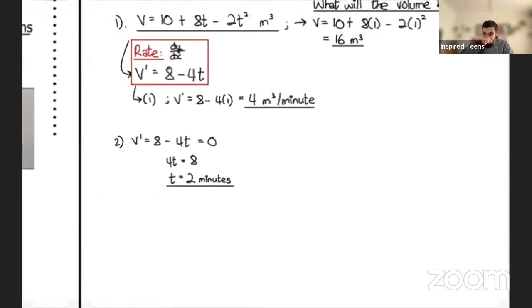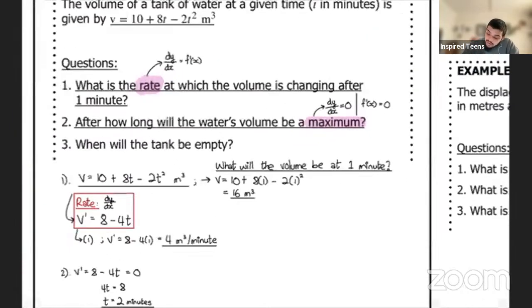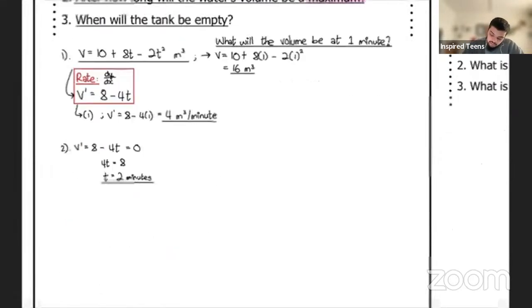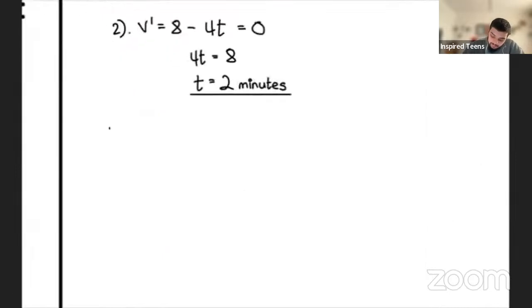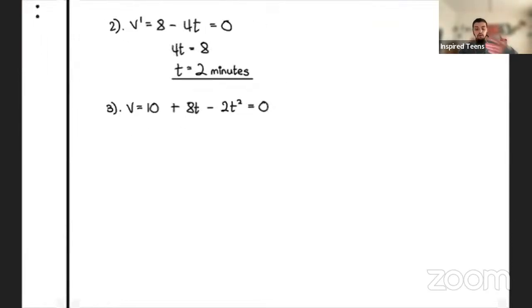Okay, so we derived it and equated it to 0. Why did we do that specifically? Because they said maximum. Okay, when will the tank be empty? That's simple, because in order for the tank to be empty, the volume needs to be 0. So for that one specifically, we just take the volume equation, which is 10 plus 8t minus 2t squared, and we equate it to 0, because in order for the tank to be empty, volume needs to be 0.